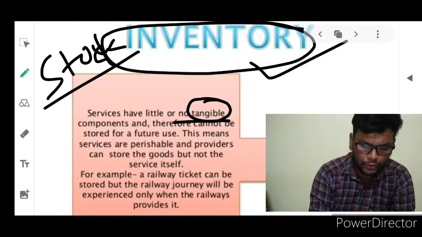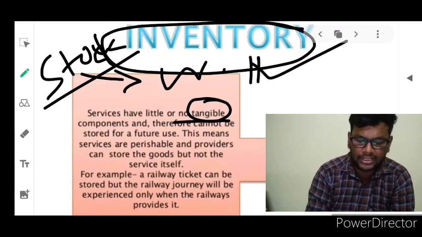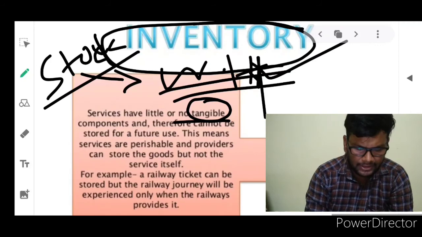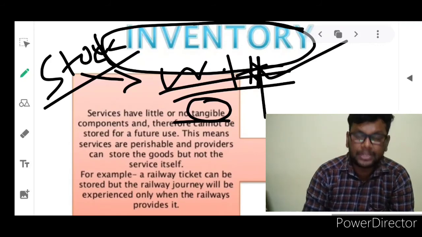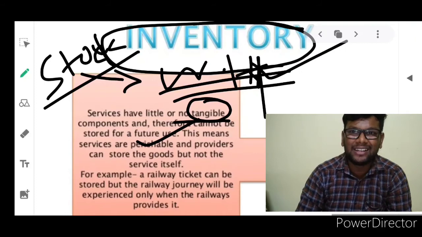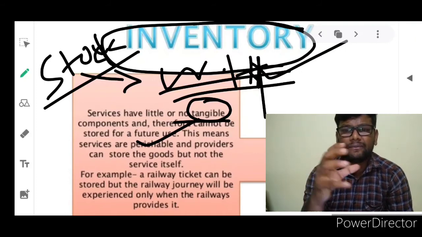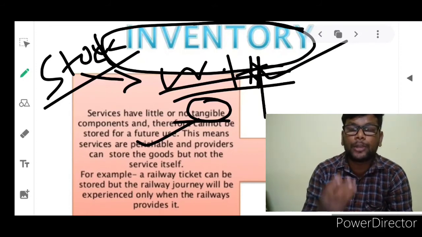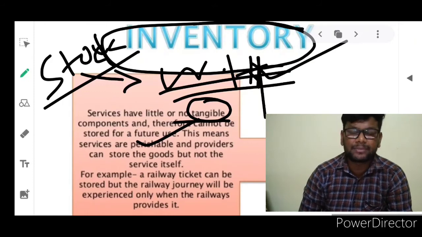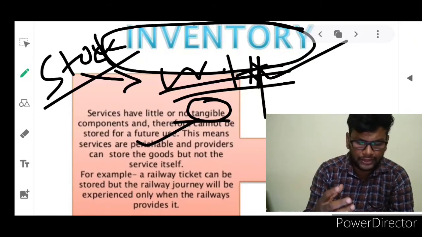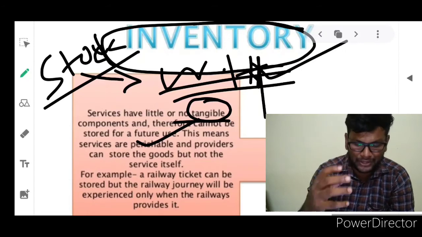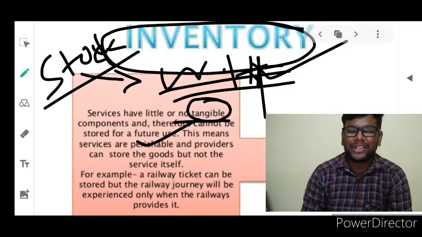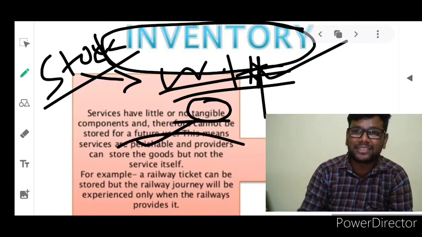So stock will be stored in a warehouse for future use, but services we cannot store in any warehouse, isn't it? This means services are perishable in nature. What is the meaning of perishable? Products which spoil within a few days are called perishable in nature, like tomato is a perishable product, vegetables are perishable in nature, isn't it? So service is perishable, and providers can store goods but not the service itself. So definitely the provider also cannot store any services in the warehouse.